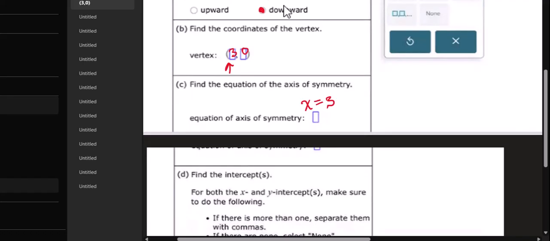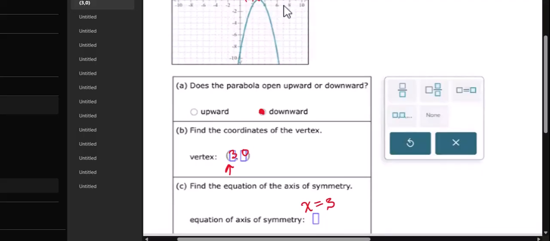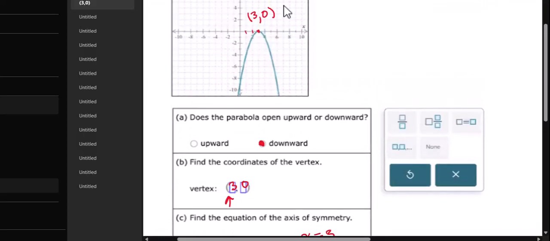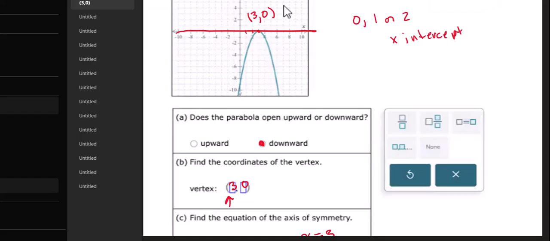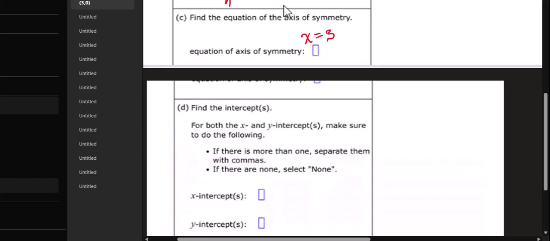Find the intercepts. The intercepts are where it crosses the axis. So for the x-intercept, we look at the x-axis and we see where it crosses. It will have 0, 1, or 2 x-intercepts. This one has one x-intercept. It crosses the x-axis at 3. So the x-intercept is 3.